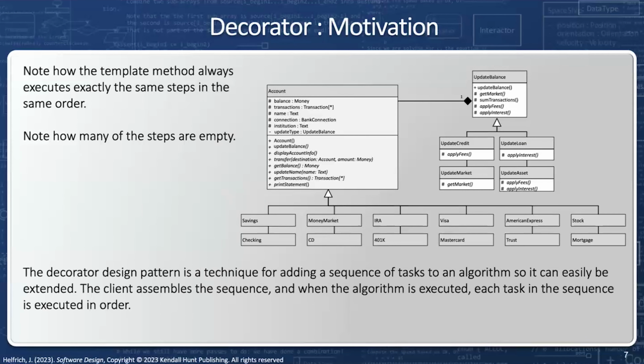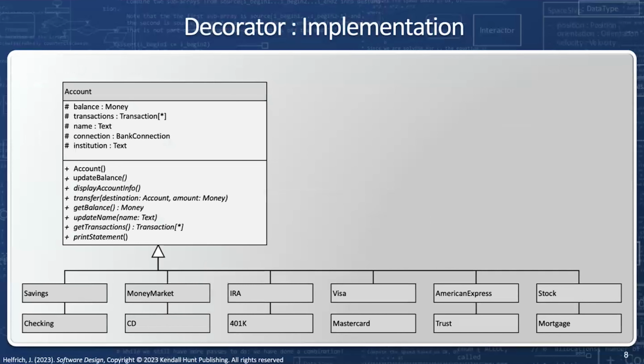Well, the decorator design pattern is a technique for adding a sequence of tasks to an algorithm so it can be easily executed. The client assembles each sequence. Each task in the sequence is executed in order. So let's see how this works here. I'm going to start off with just my account type with all of my derived classes. And I'm going to create a new method called apply. And apply is initially a pure virtual function, so I cannot instantiate an object of type apply.